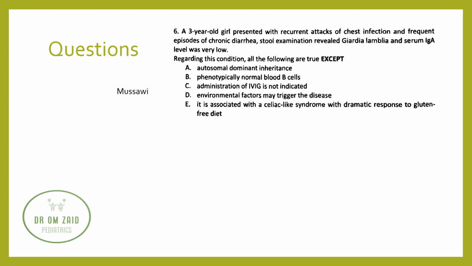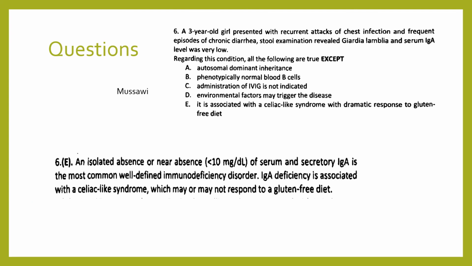Yes. Environmental factors may trigger the disease. We'll see the next. It is associated with a celiac-like syndrome with a dramatic response to gluten-free diet. The answer here is E. An isolated absence or near absence of serum and secretory IgA is the most common well-defined immune deficiency disorder. IgA deficiency is associated with a celiac-like syndrome, which may or may not respond to a gluten-free diet. That's why we should also do the total IgA when we are screening for celiac disease.